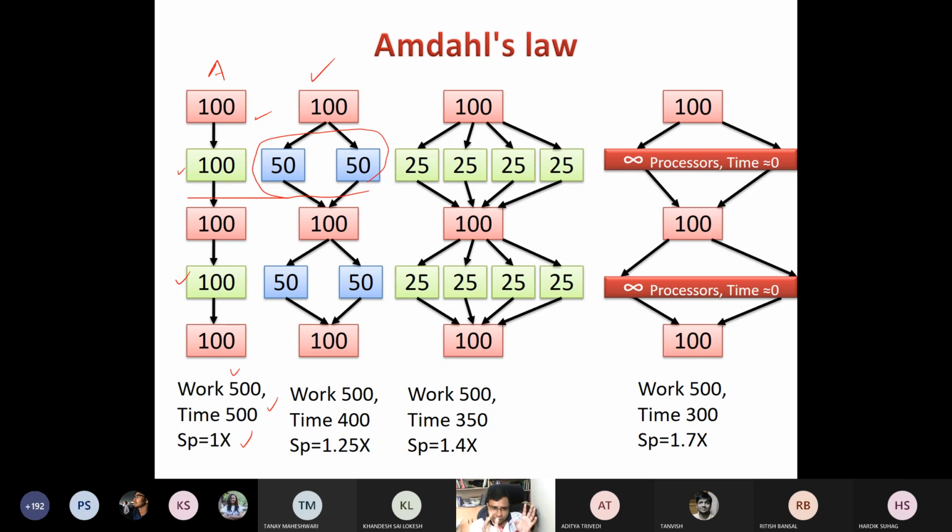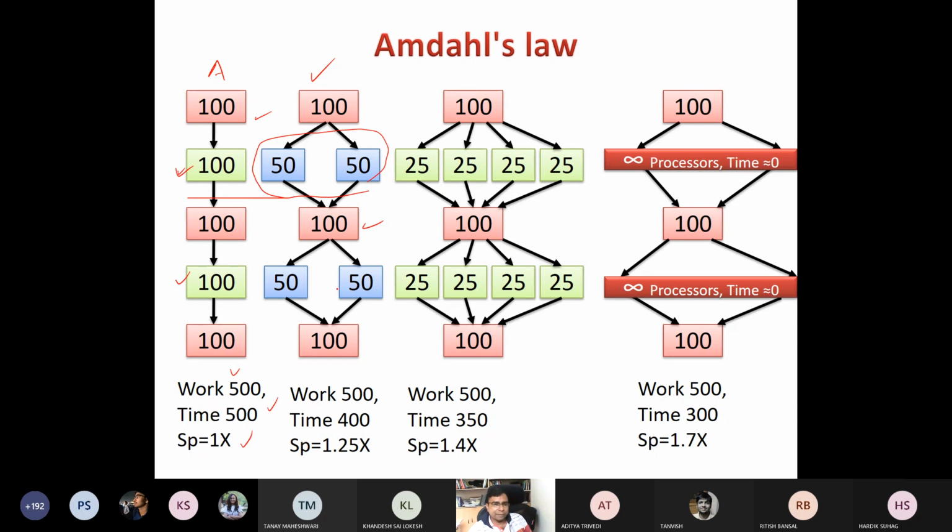Suppose this green part is divisible load. What I mean by divisible load is that it can be divided to any processor if available. Suppose this green part is purely divisible load. Parallel means divisible load. Then you divide the tasks into two parts, 50-50. Then again merge, and again you do serially. Then again divide the parallel part into two parts.